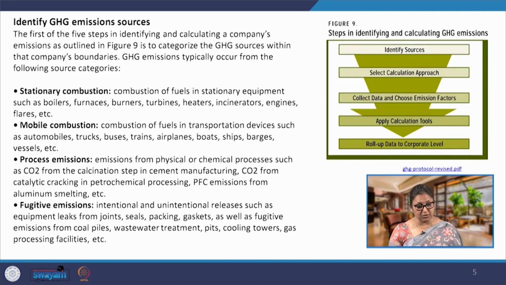Let us start with the introduction of these different emissions that are going to require calculation, and hence the tool for that. This is just a recap. We have already seen the different types of emissions that take place, the direct emissions. We know that the emissions primarily fall in 4 categories: one is stationary combustion, second is mobile combustion, then process emissions and fugitive emissions.